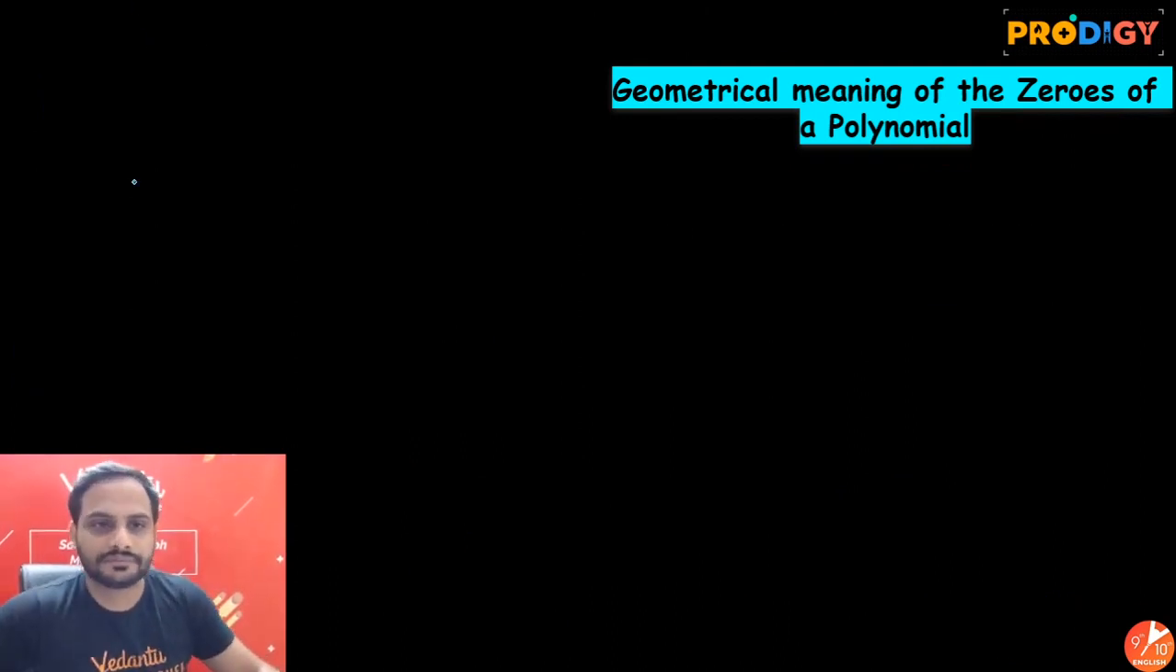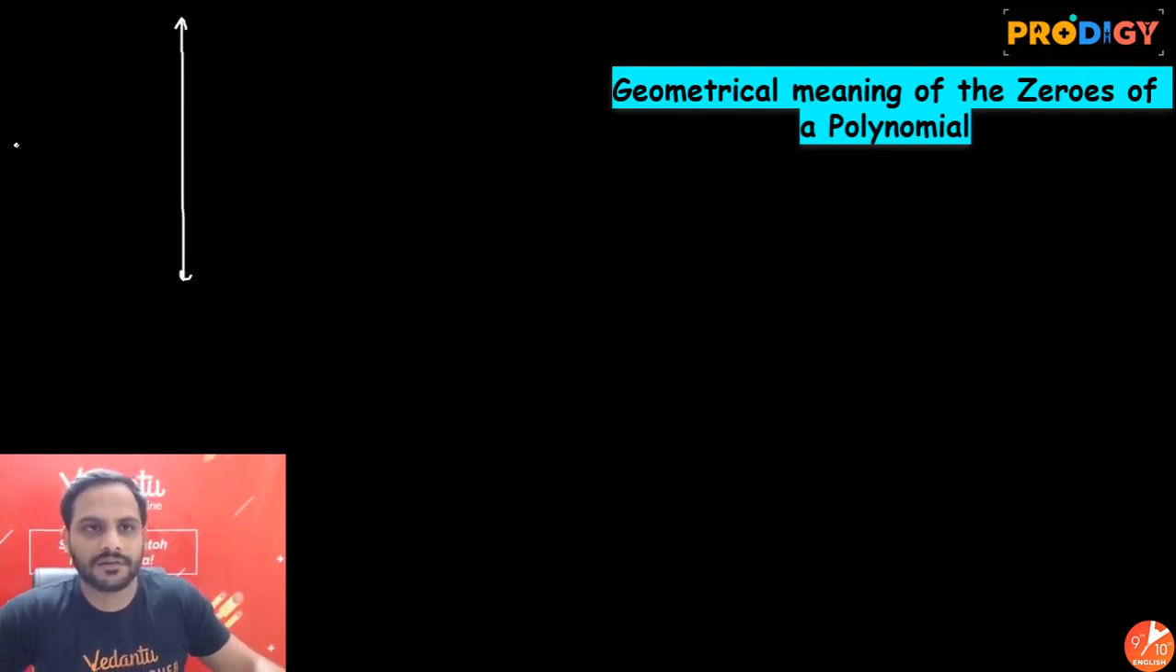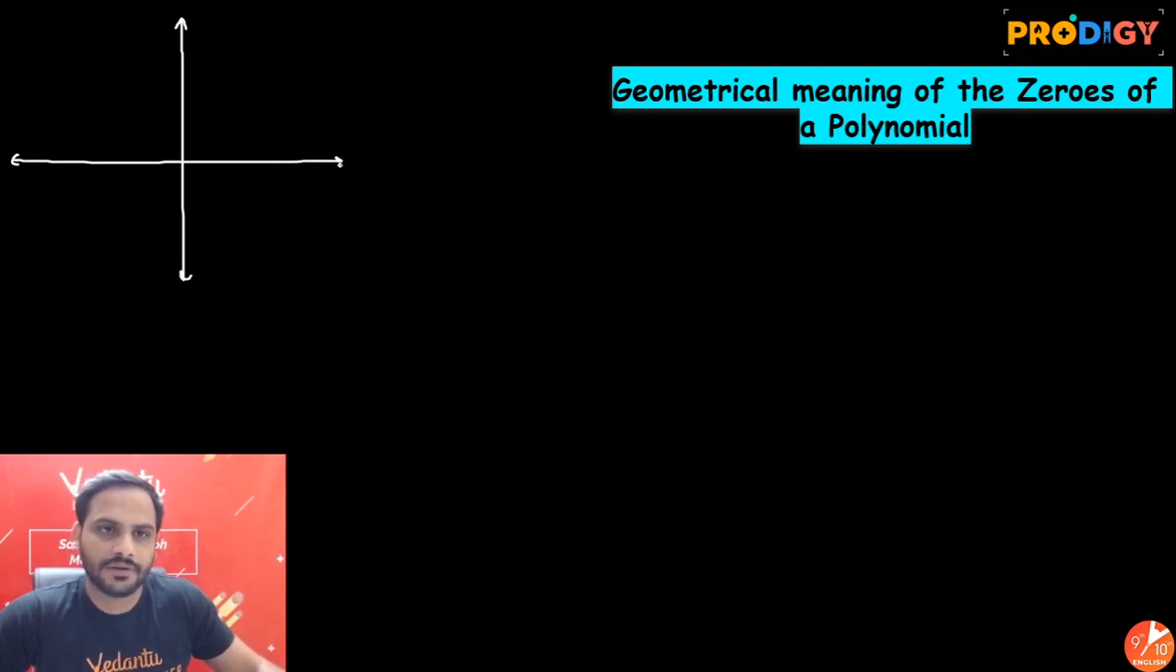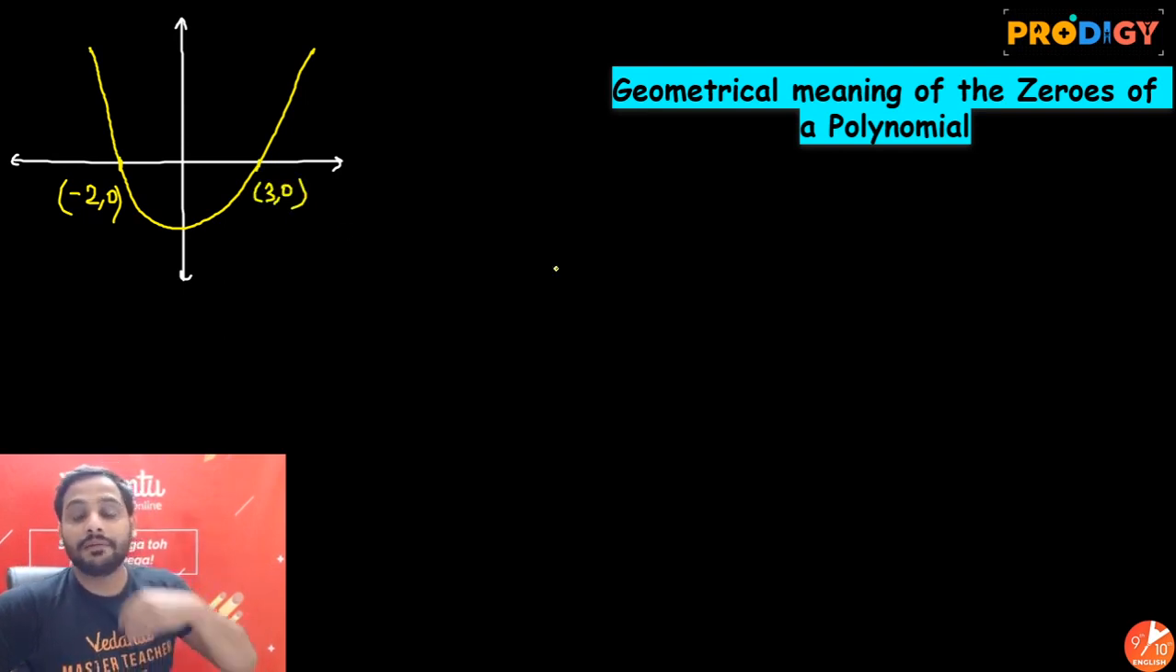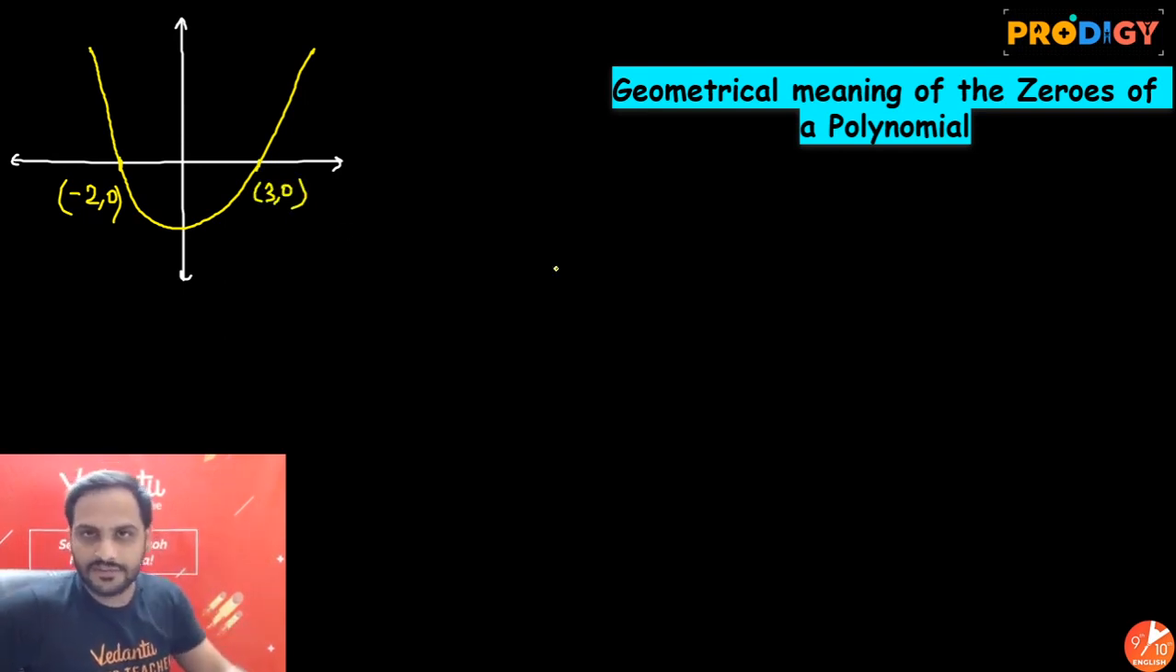Now suppose I give you another graph, like this over here. Let's say I draw the graph of the polynomial something like this. Now say this is the point (-2, 0), and this is the point (3, 0). Now if I ask you beta, how many zeros exist for this polynomial? It is very easy to find out.